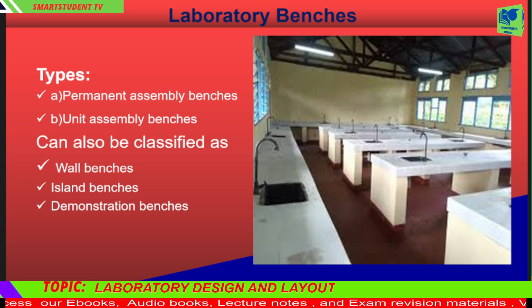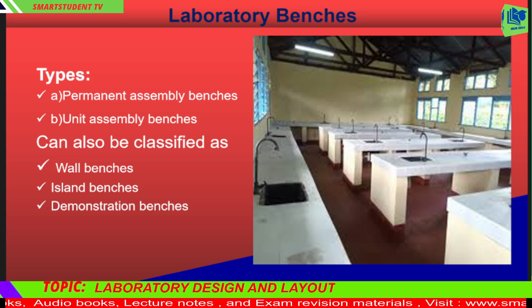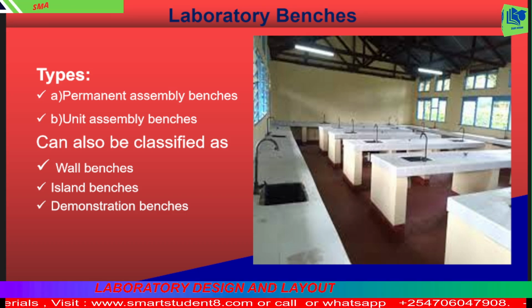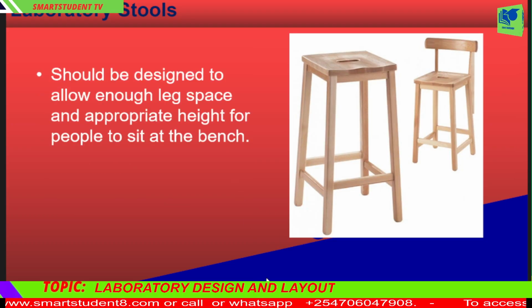Some of the most common materials used for making laboratory benches and benchtops include: A. Wood. B. Metal, e.g. stainless steel or aluminium. C. Concrete. D. Plastics, etc. Each of these materials has its own advantages, disadvantages, and the types of laboratories most suited to be used for construction. 3. Stools. Stools should also be designed to allow enough leg space and appropriate height for people to sit at the bench.